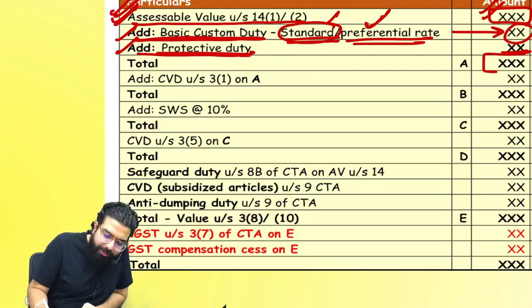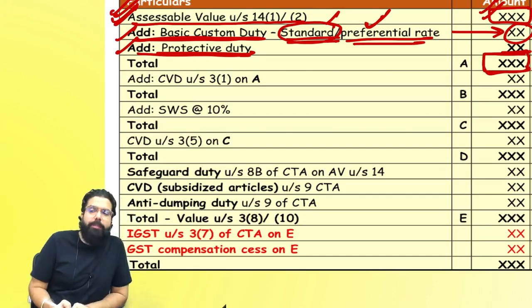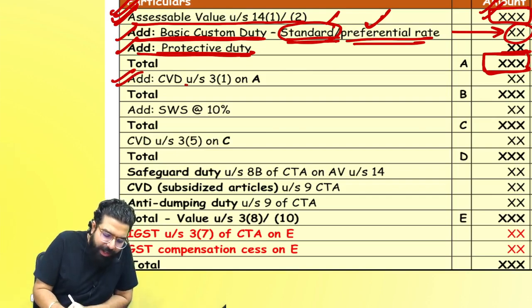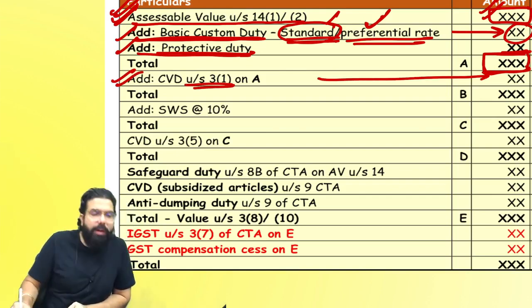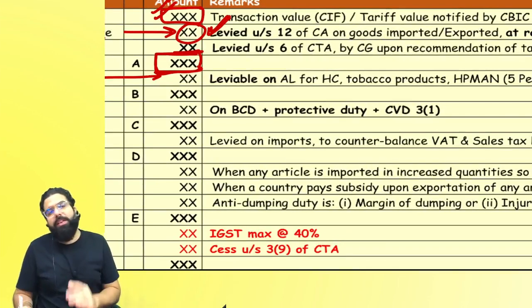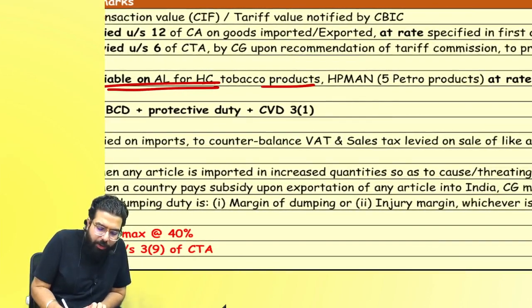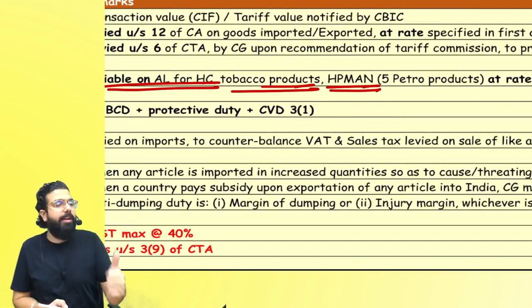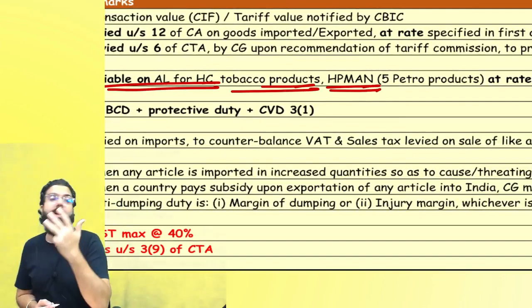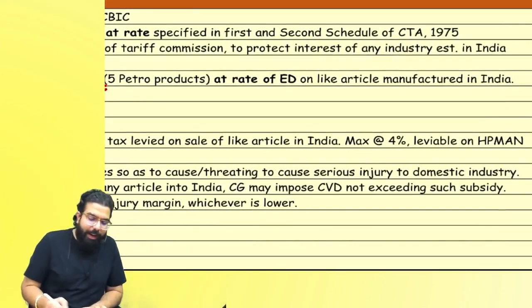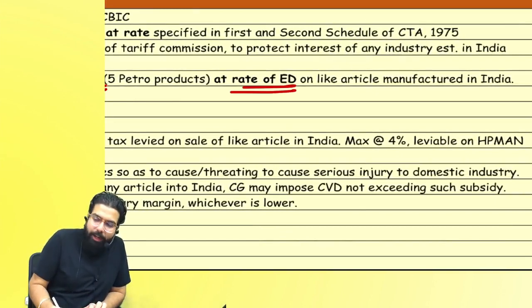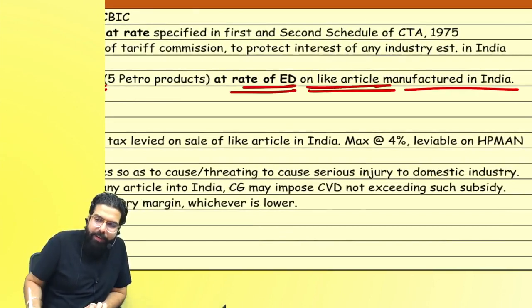Now, once the total has come over here, you will have to levy what? CVD under section number 3.1. Everyone listen to me very carefully. What is CVD 3.1? CVD 3.1 is leviable on alcoholic liquor for human consumption, tobacco product and HSD, high speed diesel, petroleum crude, motor spirit, aviation turbine fuel and natural gas, and it is levied at the rate of excise duty on like articles manufactured in India.